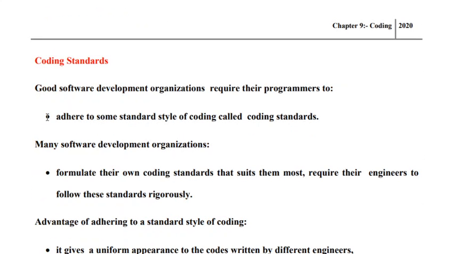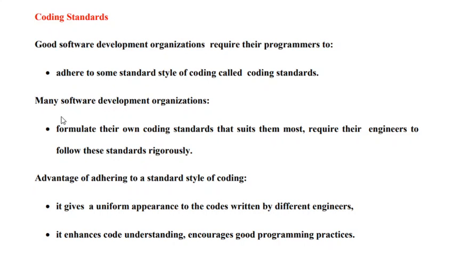Now let us talk about coding standards. Why do we need to follow coding standards? A good software development organization requires the programmer to follow a certain coding style. These coding styles are called coding standards. Every organization has an associated set of coding styles, so we have organization-specific coding standards.